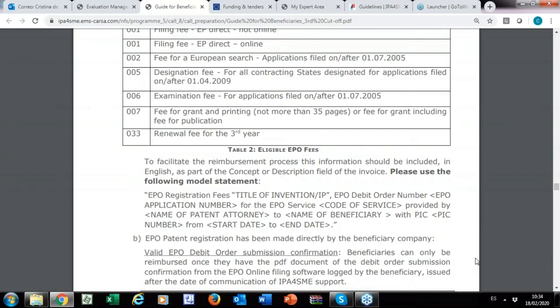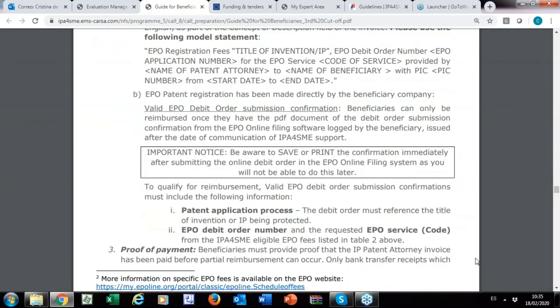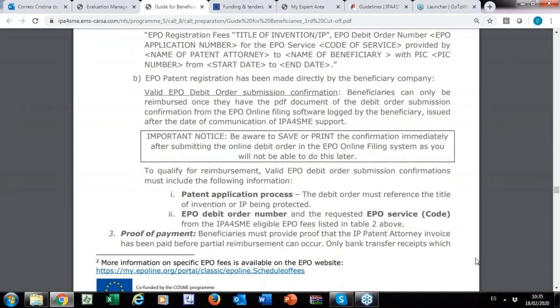The second option is the case where the beneficiary directly paid the EPO fees without asking permission or help from an IP patent attorney. In this case, what we need is a valid EPO debit order submission confirmation. So basically, the beneficiary can only be reimbursed once they have a PDF document of the debit order submission confirmation from the EPO online filing. In this case, what we need to check is that the debit order must reference the title of the invention or directly the IP application number. And then, as stated also for option A, the service code.